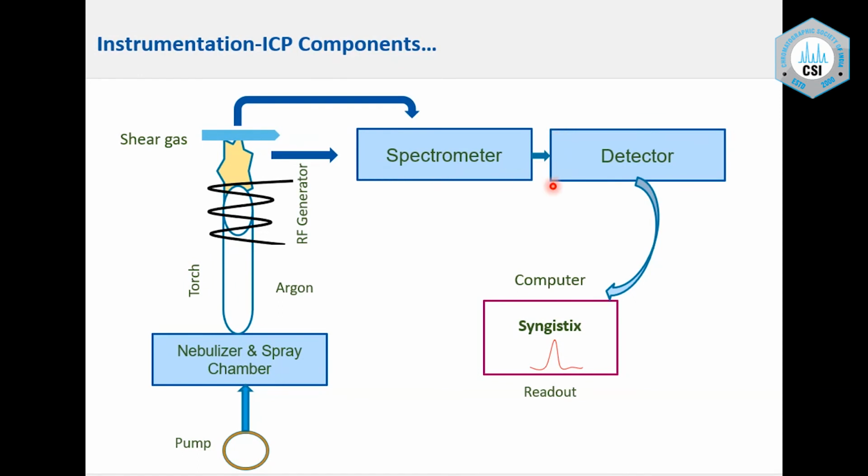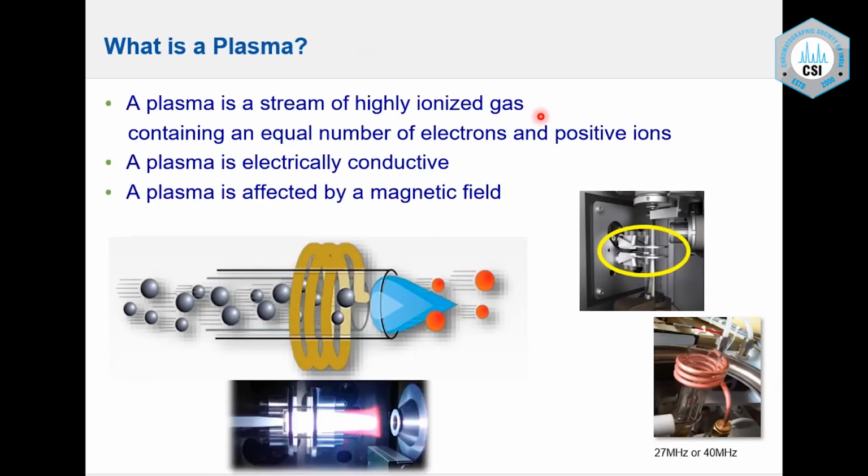The detector used is a solid state detector. Different detectors are used by different manufacturers, and it converts the light signal into an electrical signal, and you get readings in counts per second. So what is a plasma? Plasma is highly ionized argon gas, where the torch is a concentric torch, which is made up of quartz, and this quartz is surrounded by an RF coil.